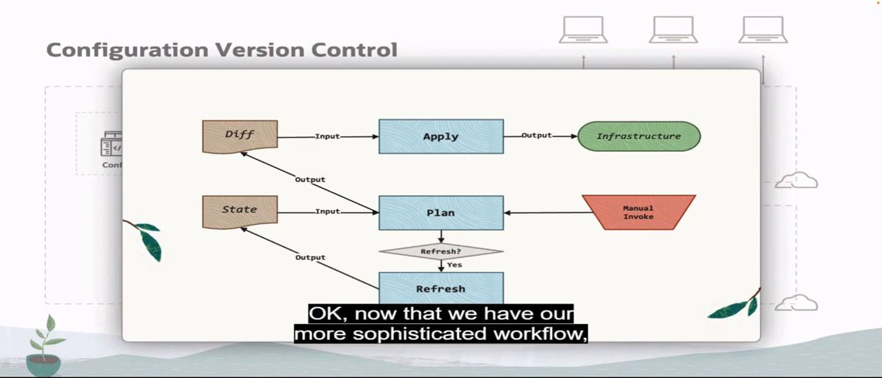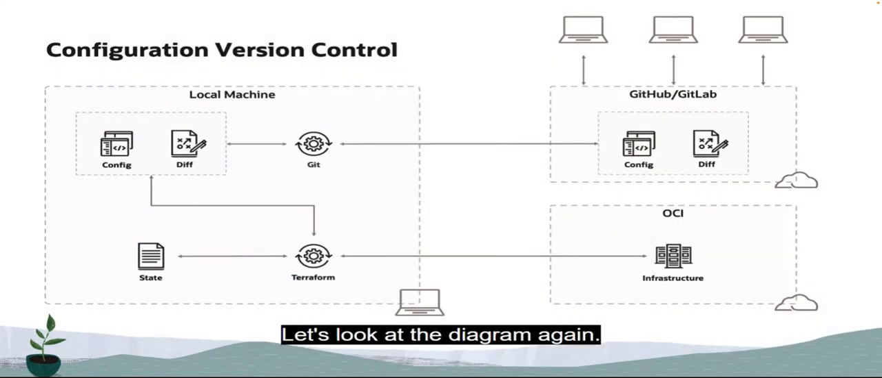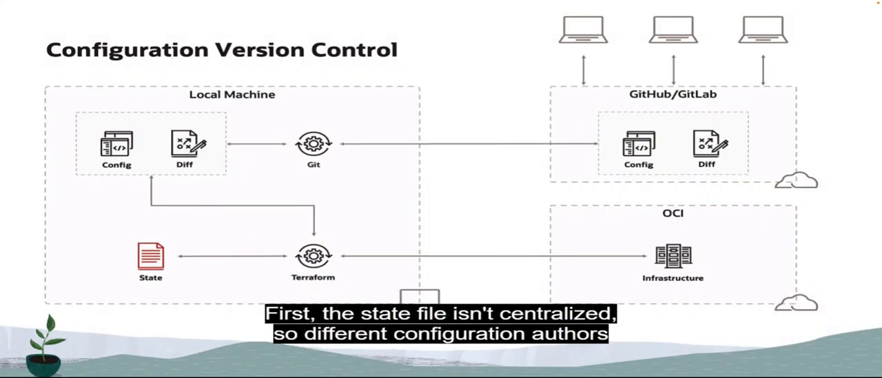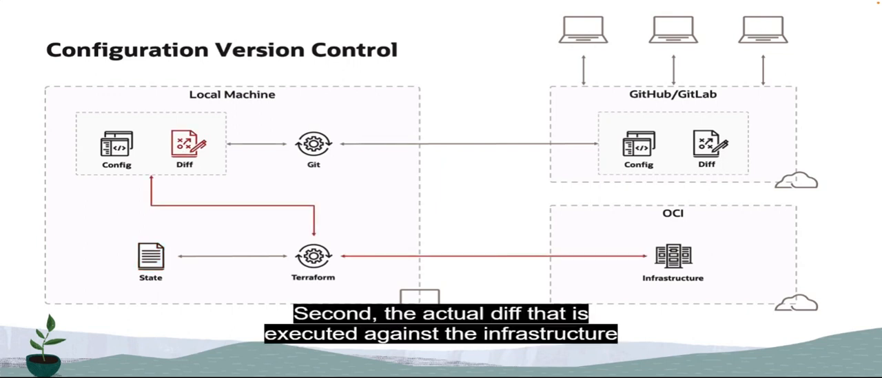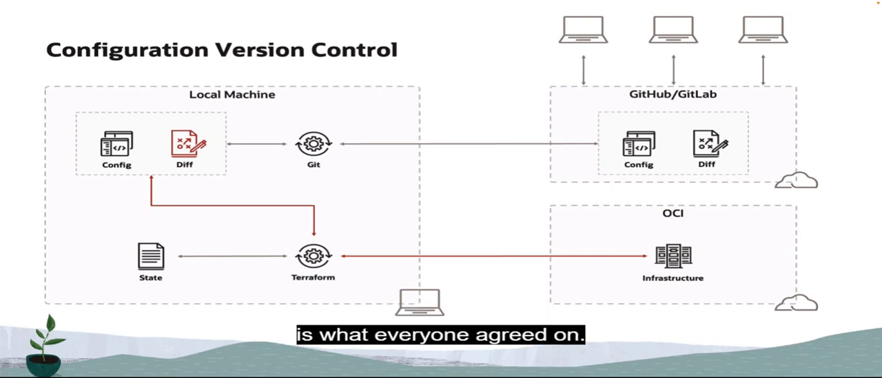Okay, now that we have a more sophisticated workflow, what does that get us? Let's look at the diagram again. First, the state file isn't centralized, so different configuration authors could be working with different state files while calling test plans. Second, the actual diff that is executed against the infrastructure isn't centralized, so there's no guarantee that what happens is what everyone agreed on.